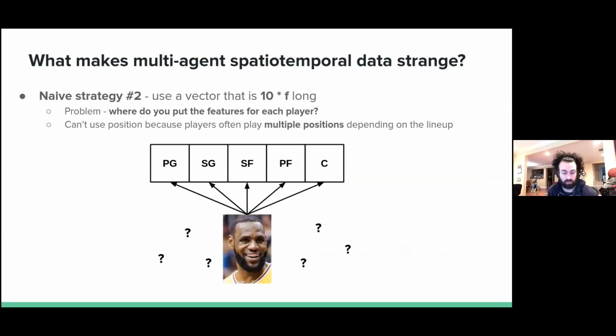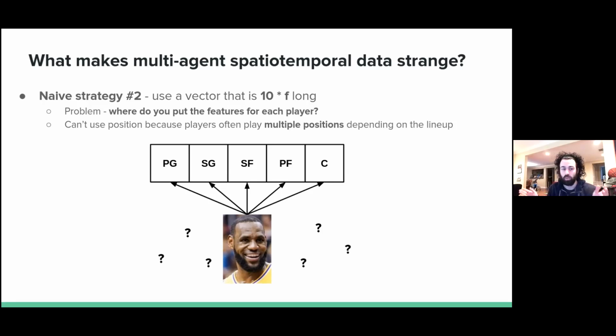An alternative strategy is to use a vector that only has slots for the people who are on the court at the time. There are 10 players on the court, so we could have a vector that is 10 times f long, where f is just going to be 2 because, for our simplified task, we're only looking at the players' coordinates.